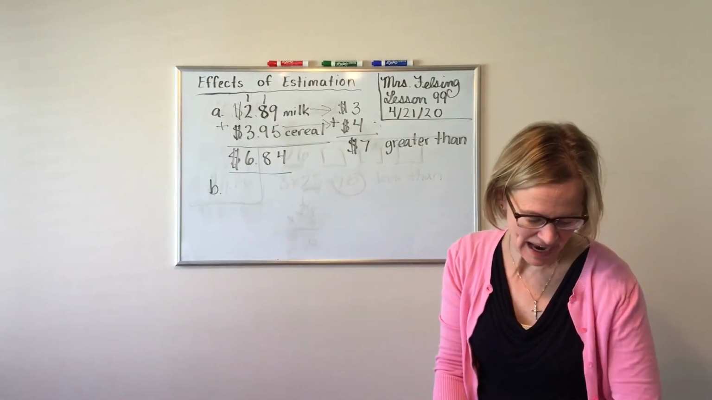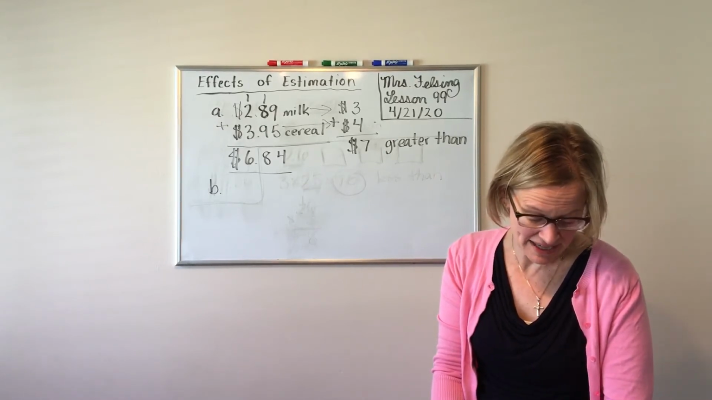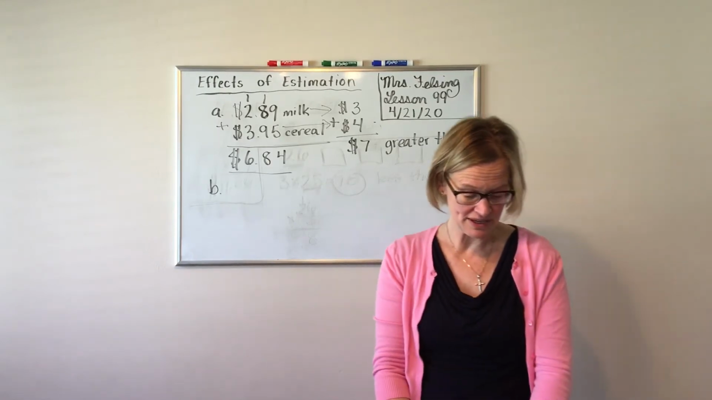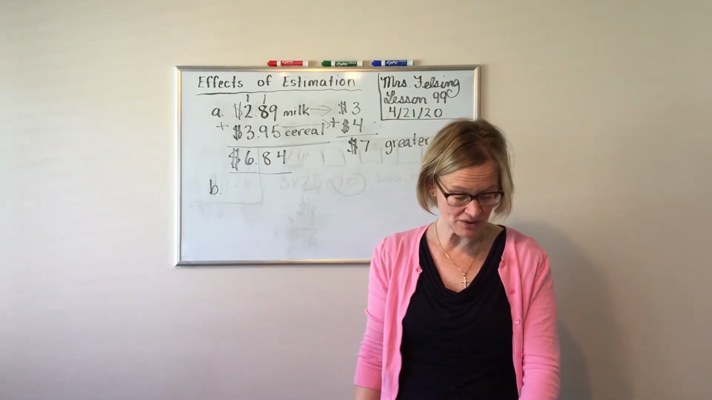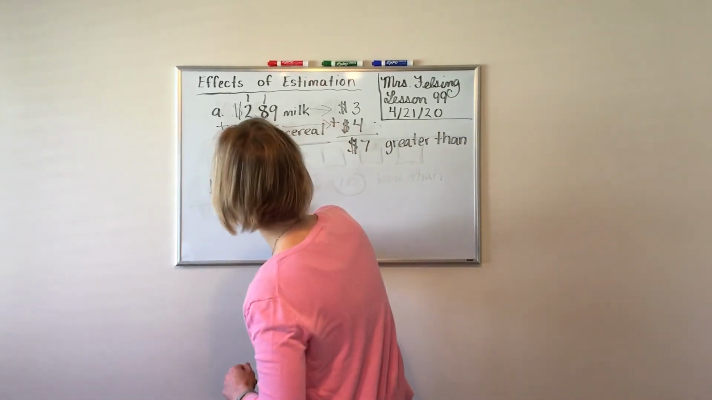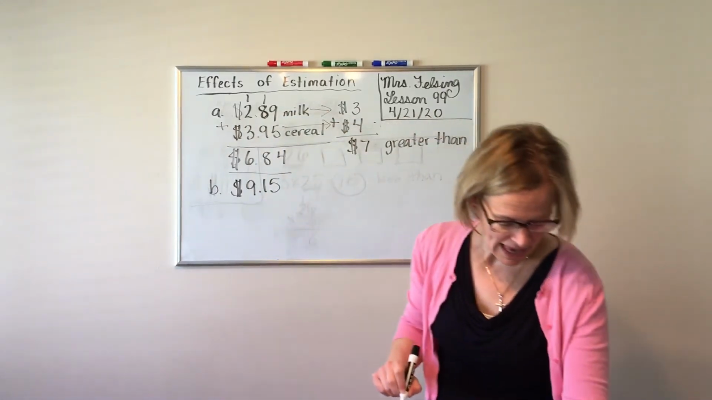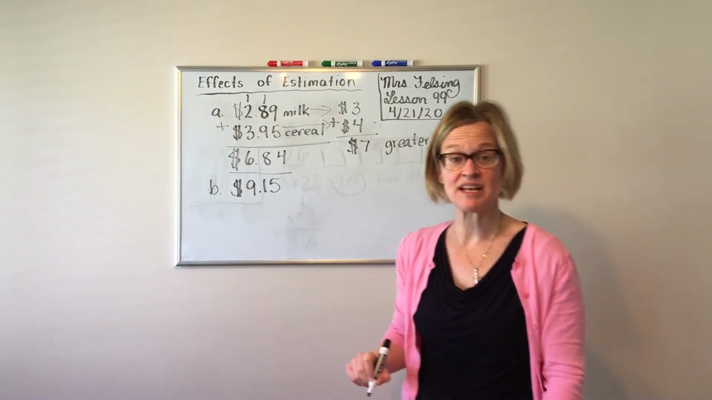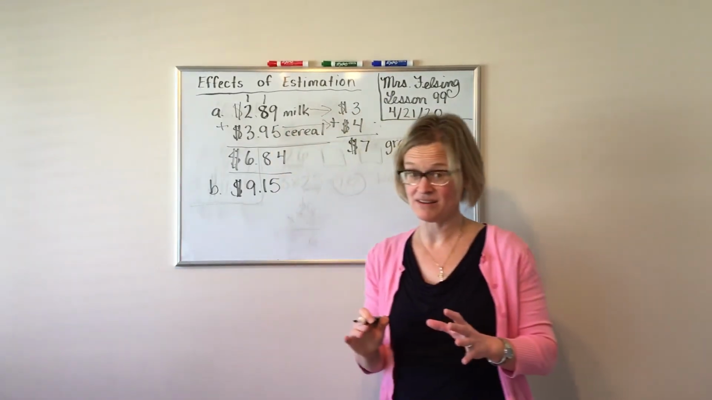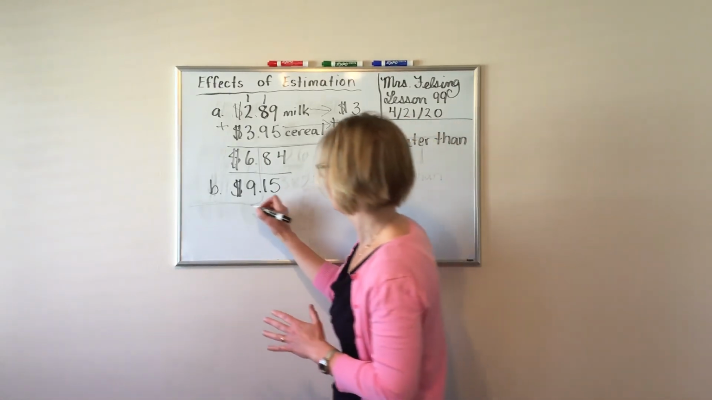So letter B, Tom is paid $9.15 per hour. Estimate how much Tom is paid for working 8 hours. Is your estimate greater than or less than Tom's exact pay? So let's write this down. $9.15 per hour. And we want to know how much he's getting paid for 8 hours. So we're not adding, we're going to multiply because remember we need to take this 8 times.